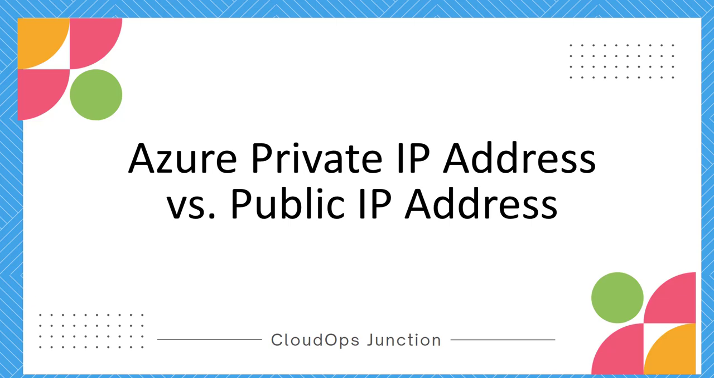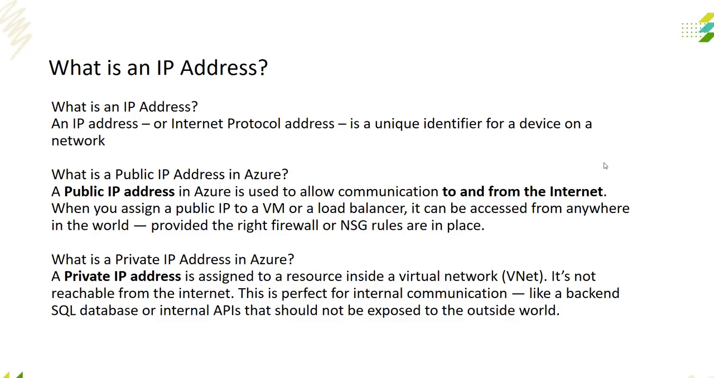So let's first understand what an IP address is. An IP address, or Internet Protocol address, is a unique identifier for a device on a network. Think of it like your home address, but for your virtual machine or a server that is in the cloud. It allows devices to communicate with each other. It is a unique identifier so that other devices on the network can identify you.